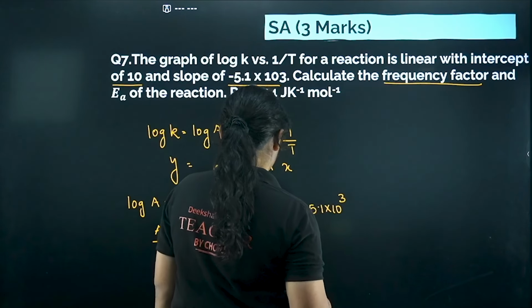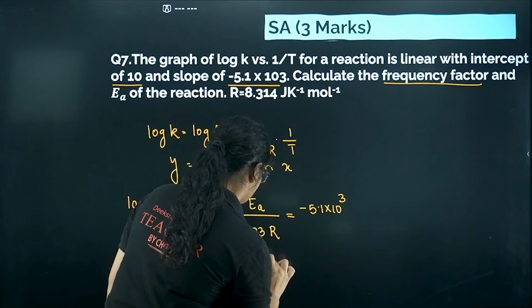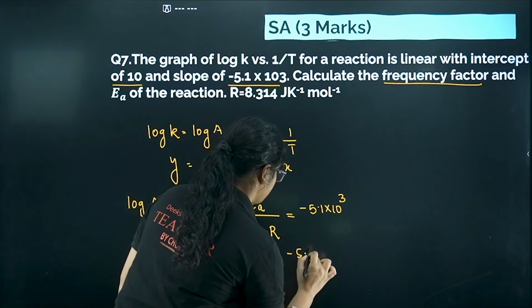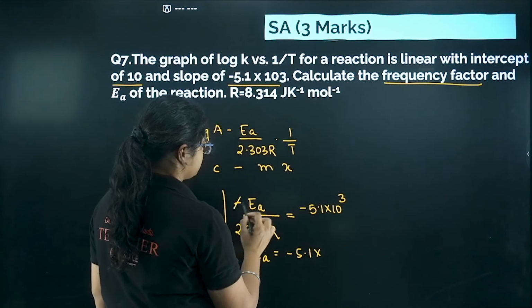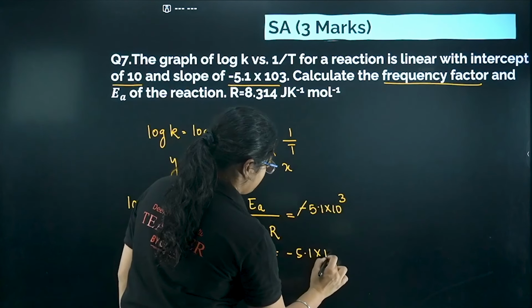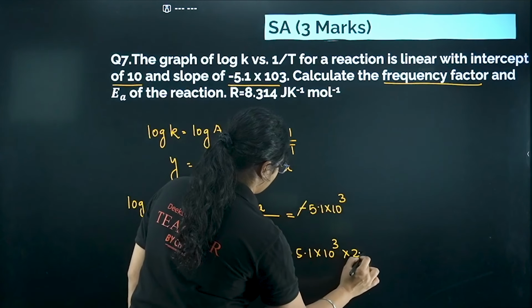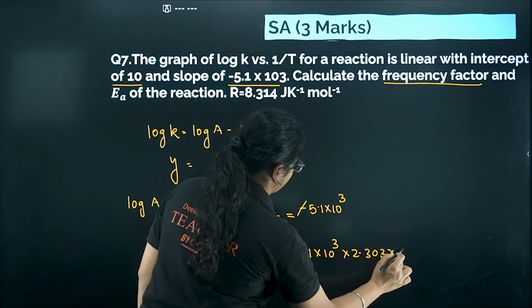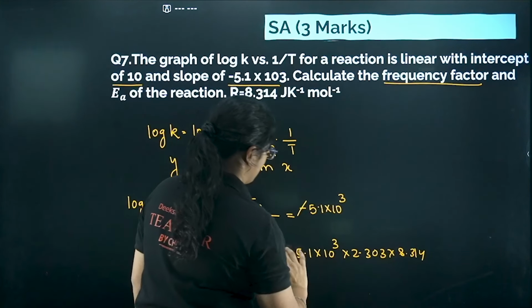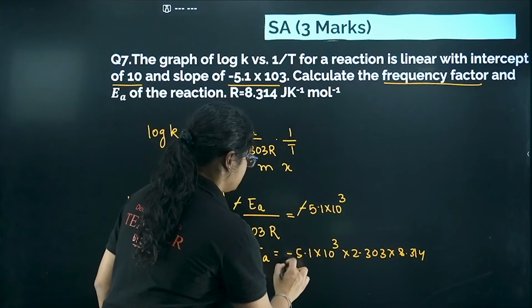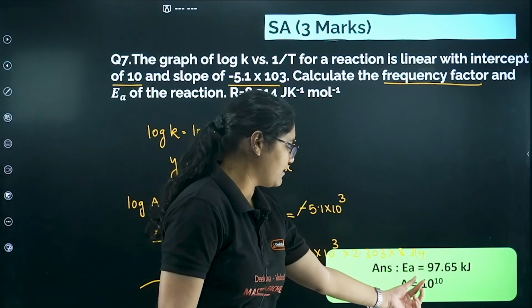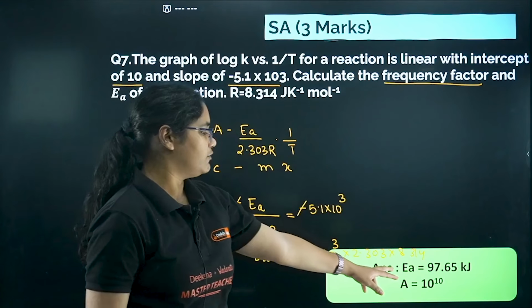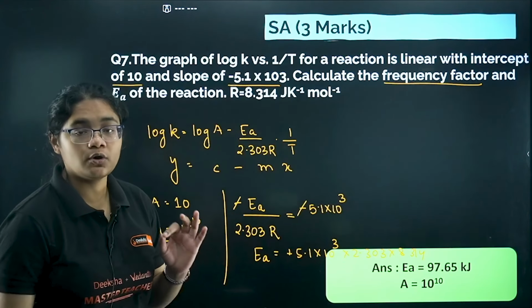Okay. Now what is the value of EA here? That is minus 5.1. Okay. Here one thing I'll tell, this is also minus, this is also minus, so you can cancel. 5.1 into 10 to the power of 3 into 2.303 into 8.314. Now if you calculate this one, you will get the value of EA. Okay. So let's see what you will get. Yes, A value is 10 to the power of 10. EA will be 97.65 kilojoule.